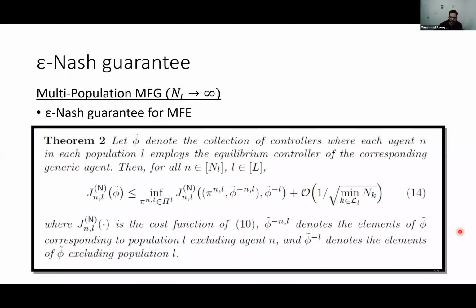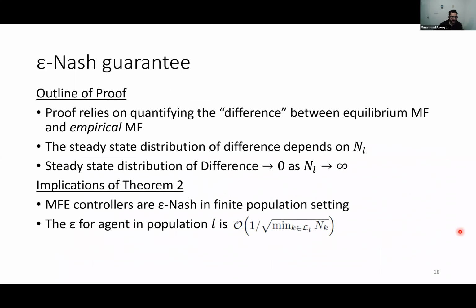So that's the epsilon Nash guarantee. And just a short proof outline. The proof relies on quantifying the difference between the equilibrium mean field trajectory and the empirical mean field trajectory. You can think of the empirical mean field trajectory as follows: if there are finitely many agents and they apply the mean field controller, then the mean field trajectory that's generated, we call it the empirical mean field.